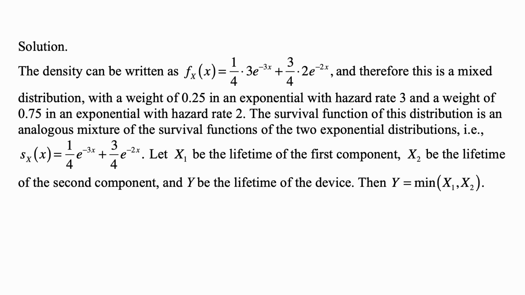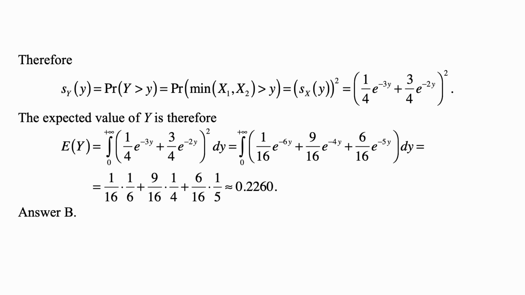Let X1 be the lifetime of the first component, X2 be the lifetime of the second component, and let Y be the lifetime of the device. Then Y is equal to the minimum of X1 and X2 because the device breaks down if any of the components breaks down. And therefore, the survival function of Y, which is the probability that Y is greater than y, is the probability that the minimum of X1 and X2 is greater than y. But for the minimum to be greater than y, that's equivalent to both of them being greater than y.